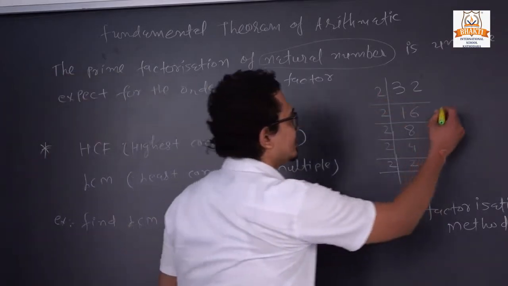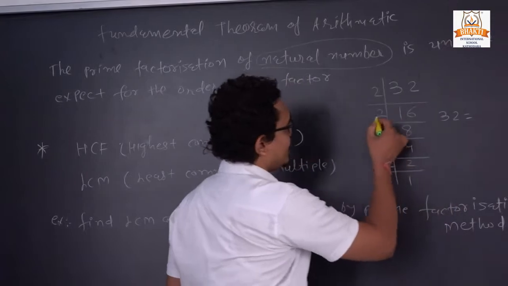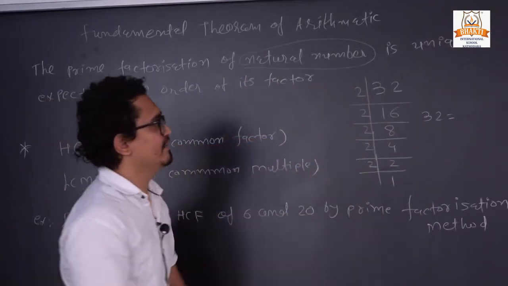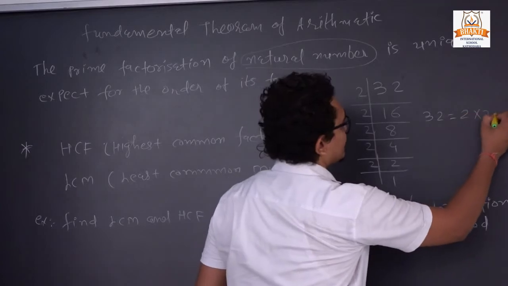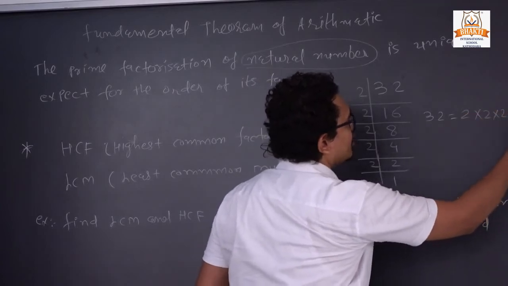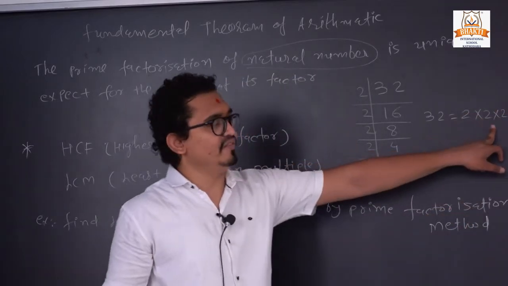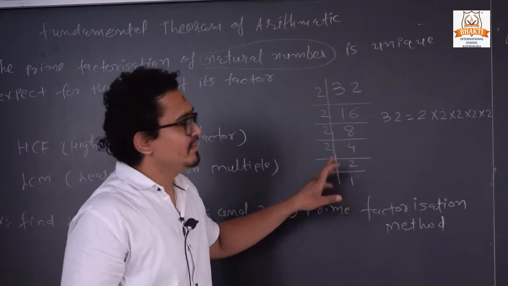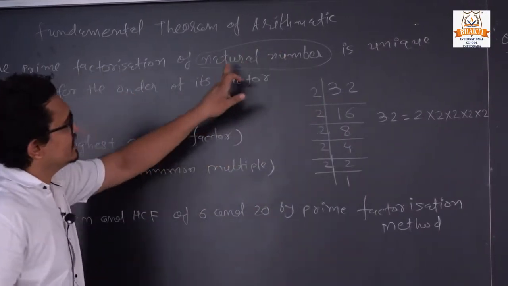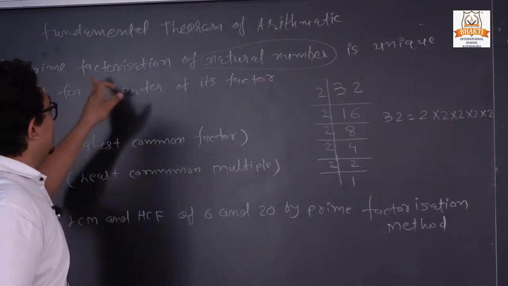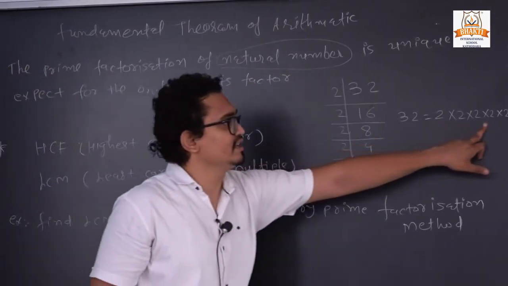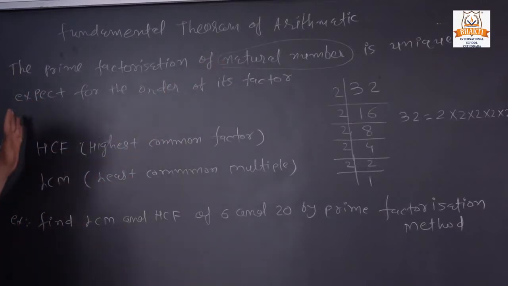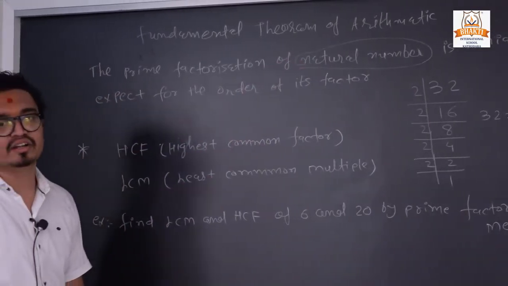So how can we write 32 now? How many times is 2 there? 1, 2, 3, 4 and 5 times. So we can write it like that: 2 into 2 into 2 into 2 into 2. That is its prime factorization. Now we cannot divide it further, but we can take any natural number and take its prime factorization, and it will always be unique. Clear? That theorem is important for our exercise number 1.2.